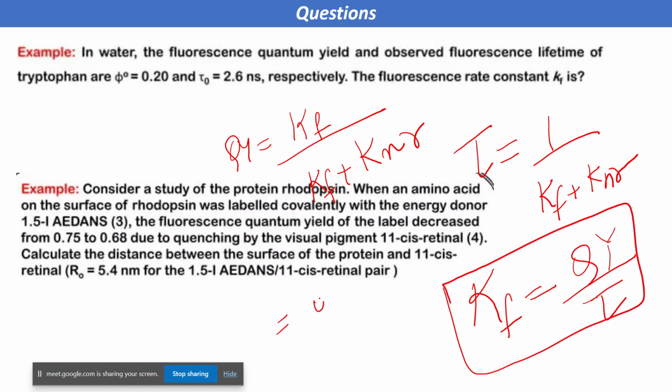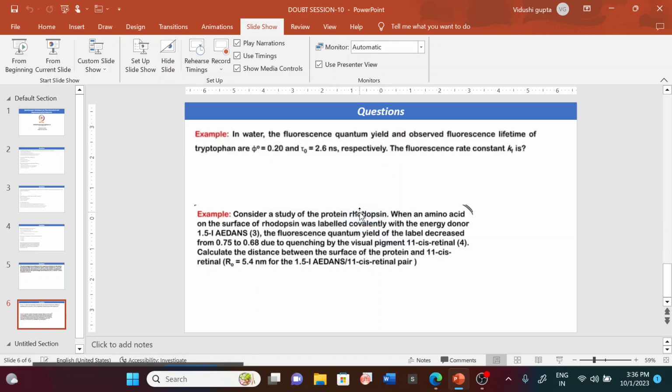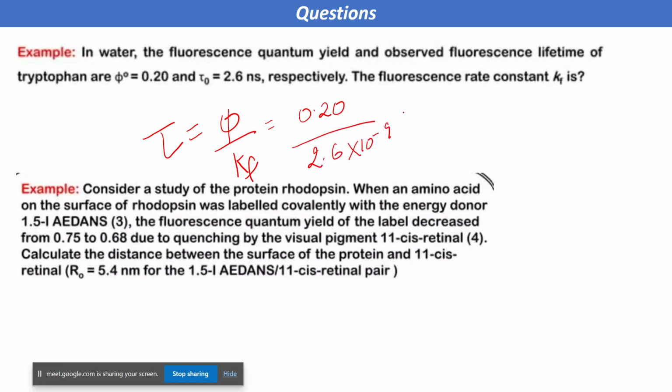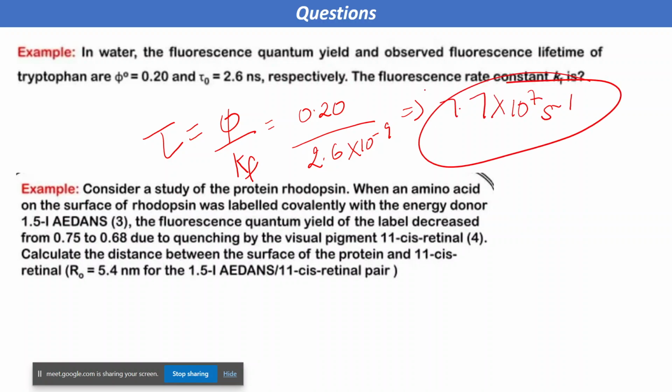So now the quantum yield is 0.20 while the lifetime is 2.6 nanoseconds. So just convert it into seconds, multiply by 10 to the power minus 9. After solving it will be 7.6 into 10 power 7. Correct. Approximately 7.7. Is this clear? Yes, ma'am.